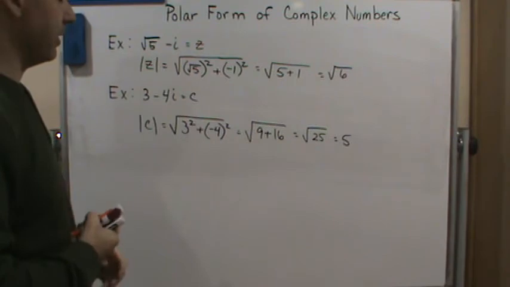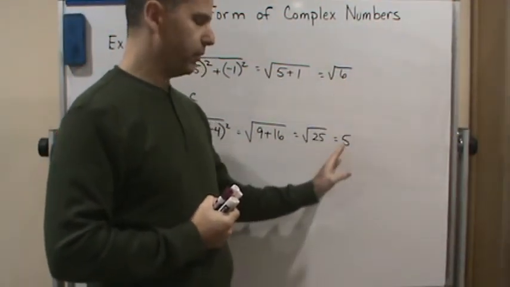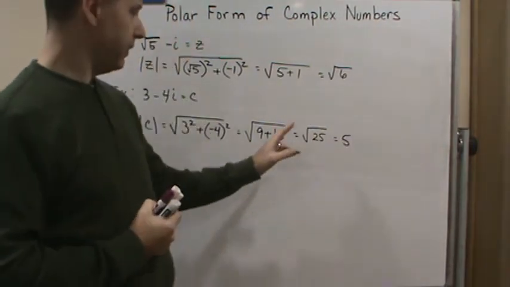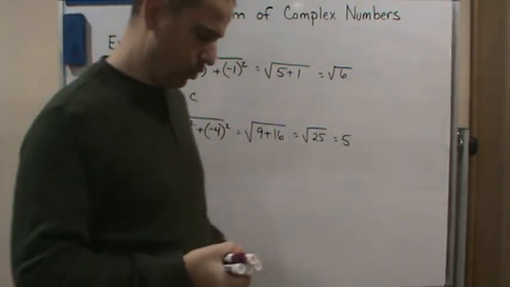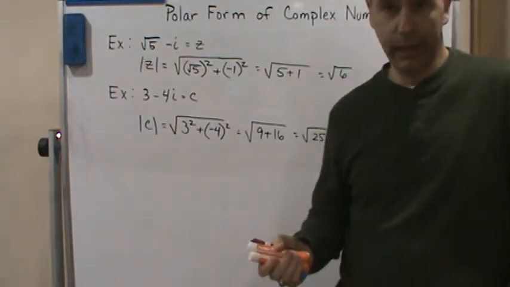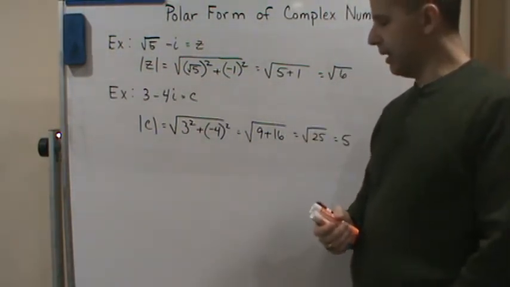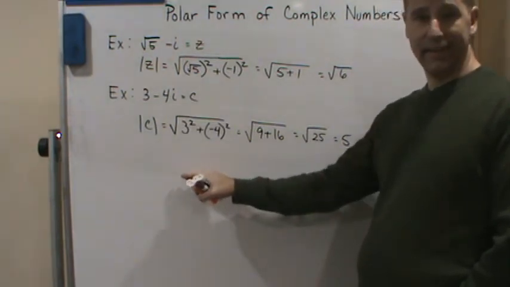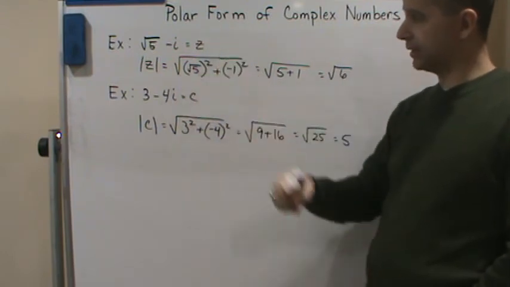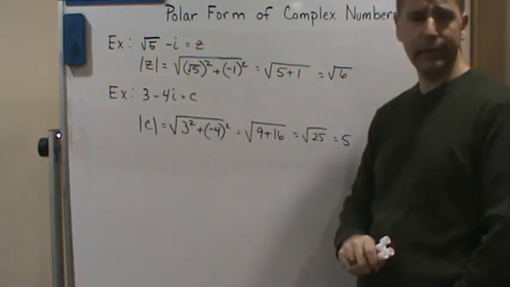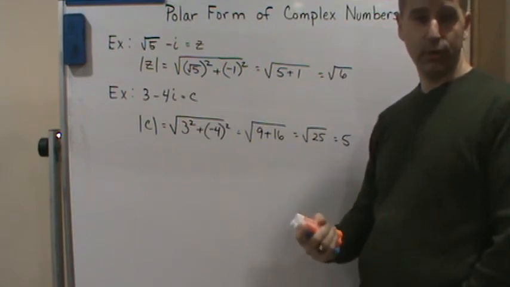Now, also, it's interesting to note that, remember what I said in the last video, both of these numbers represent the distance a complex number is from the origin. Now compare that to when we talk about the real number line. The absolute value of a number is the distance it is from 0, right? Whereas when we talk about a complex number, the absolute value represents the distance it is from the origin, 0, 0.